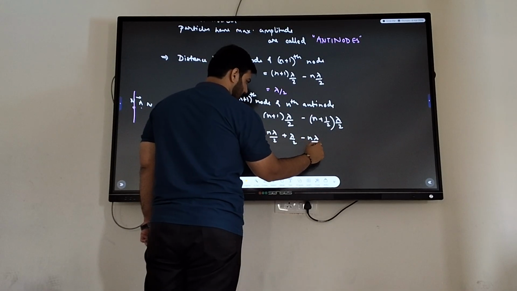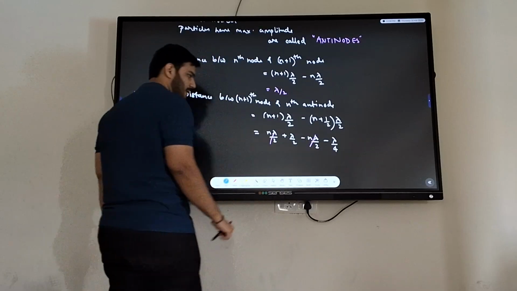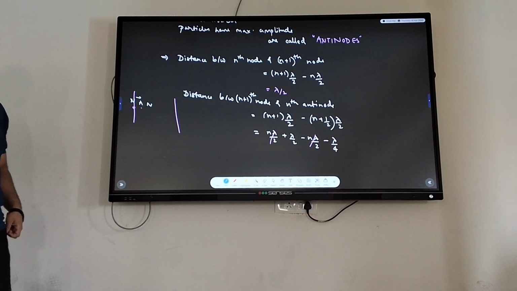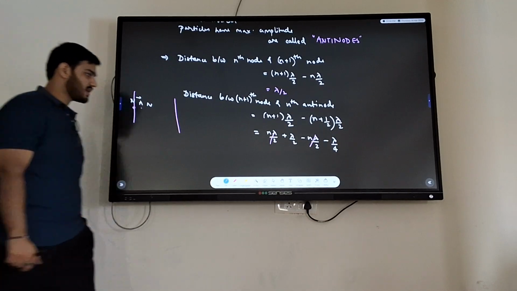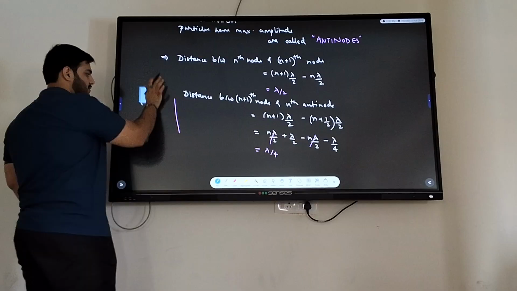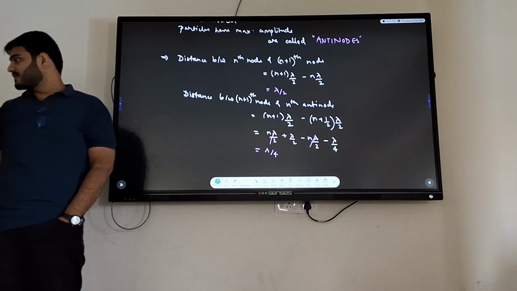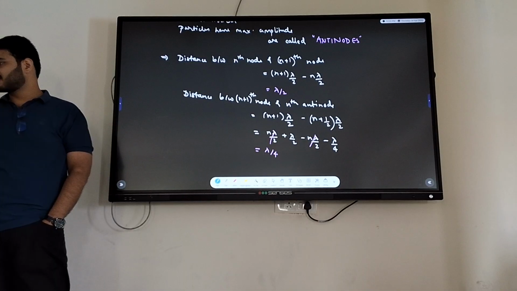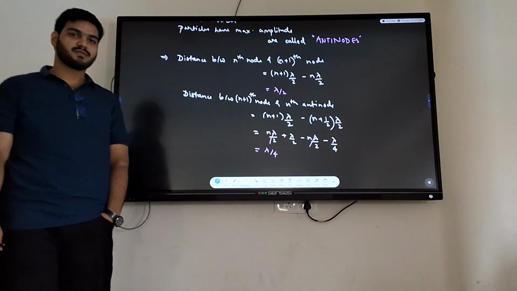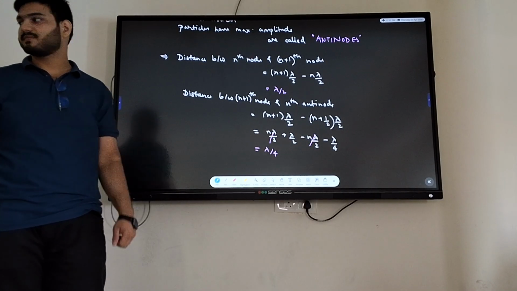Lambda by 2. This lambda by 4. तो lambda by 2 minus lambda by 4 कितना होता है ये? Lambda by 4. Then answer is lambda by 4. So you should remember these points, okay? ठीक है? Did you understand everything?